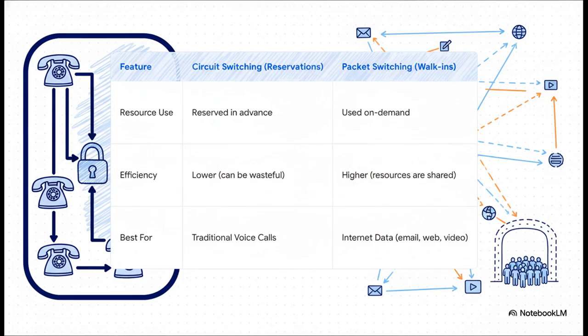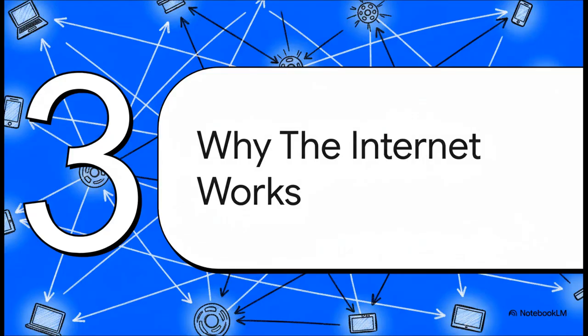So let's just put these side by side for a second. With circuit switching, our reservation model, resources get locked down ahead of time, which, as we saw, can be pretty wasteful. But with packet switching, our walk-in model, resources are used on demand. This is so much more efficient because everything is constantly being shared. And that's why circuit switching is great for old voice calls, but packet switching is just perfectly designed for the internet.